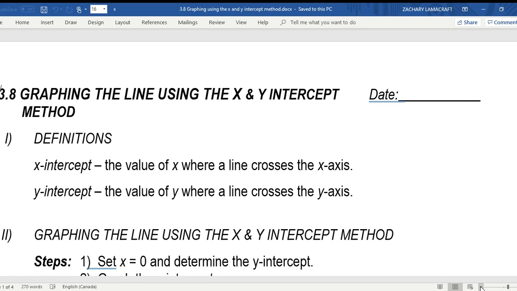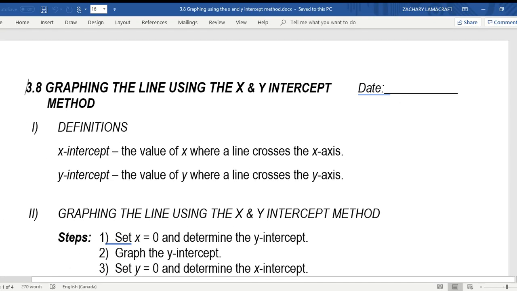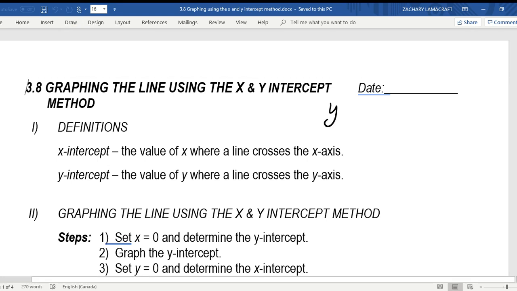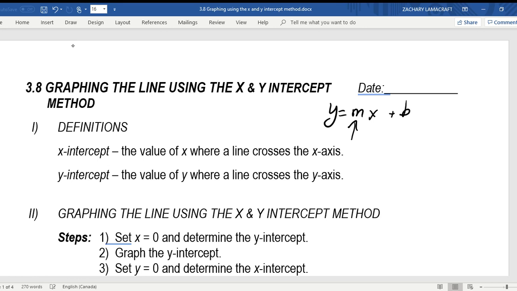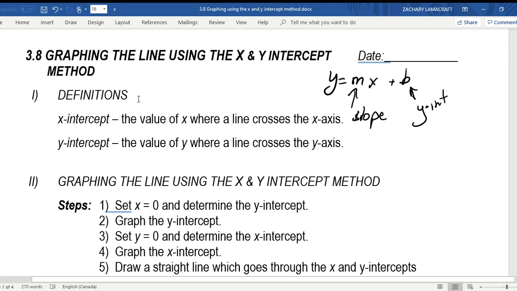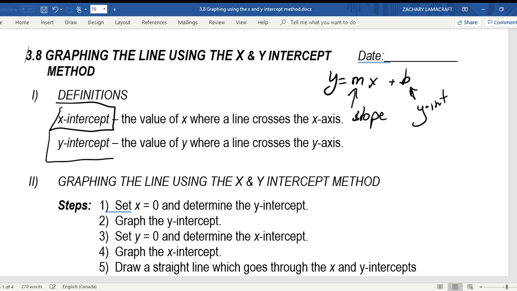Okay, so we are doing 3.8, graphing the line using the x and y intercept. We're just going to slightly change what we've done before. You guys should know by now that we've graphed using y equals mx plus b, where m is our slope and b is our y-intercept. And today we're going to graph a little bit differently, using the x-intercept and the y-intercept.